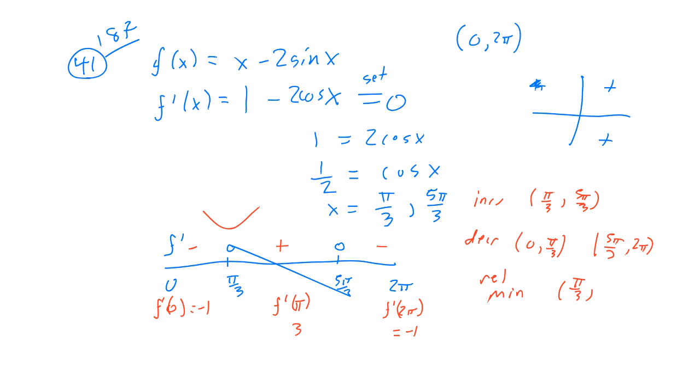And to get the y-coordinate, which is the minimum, I'd have to plug that pi over 3 back into the original function. And then what's happening over at 5 pi over 3, max or min? Maximum? That's right, because the derivative is changing from positive to negative. And once again, to get the y-coordinate, I'd have to plug 5 pi over 3 into the original function.